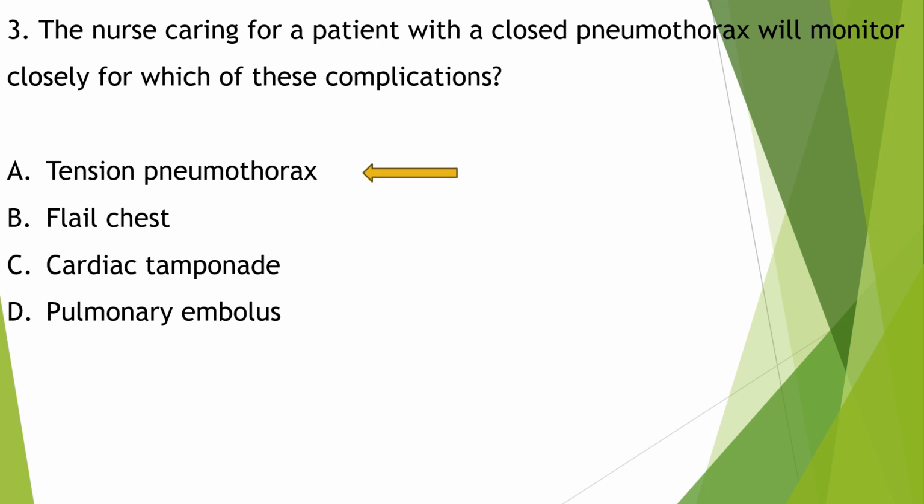Flail chest involves the fracture of the ribs in 2 or more places as a result of blunt or crushed chest trauma. So flail chest is not because of closed pneumothorax, and cardiac tamponade occurs with blunt chest trauma. Pulmonary embolism is associated with immobility and also fracture of the long bones, and it is not because of pneumothorax.